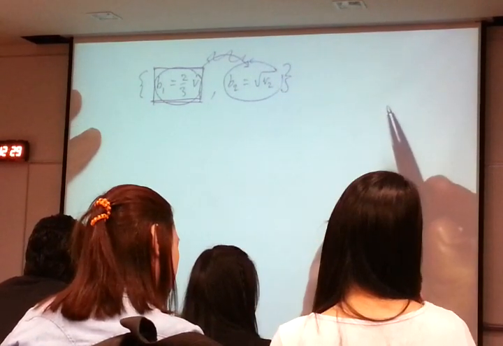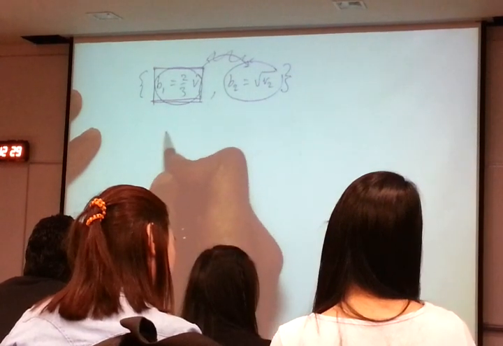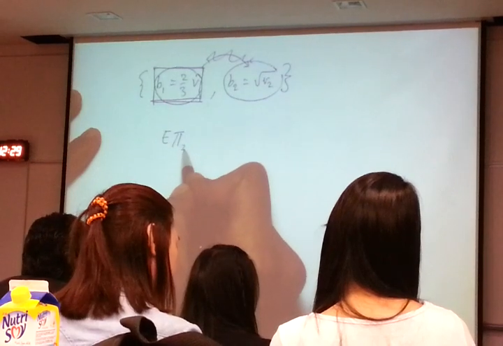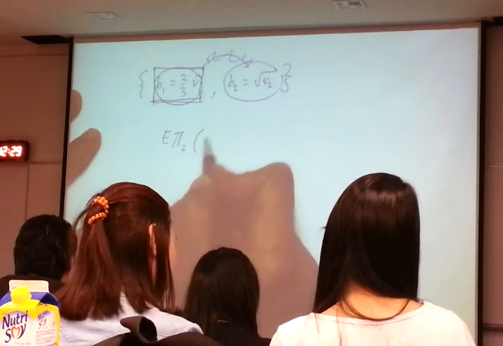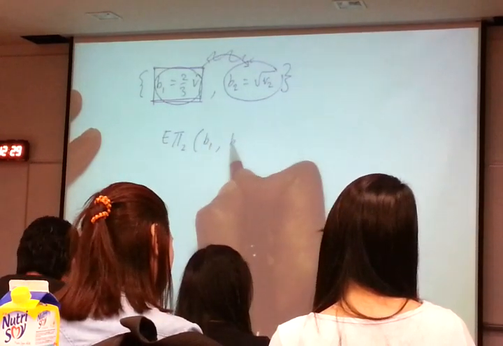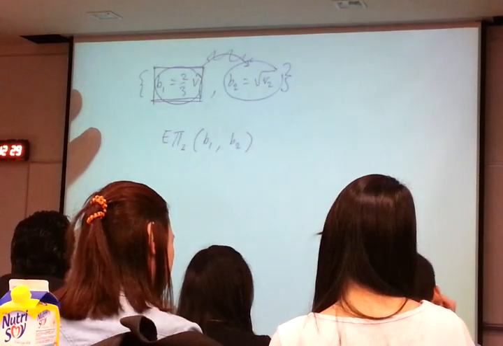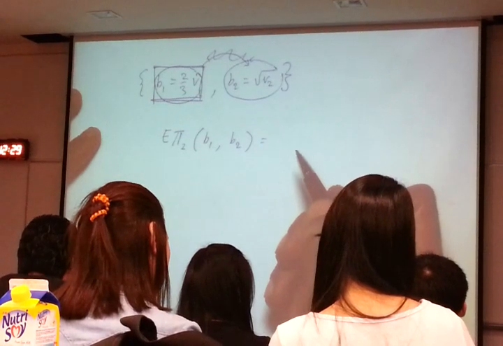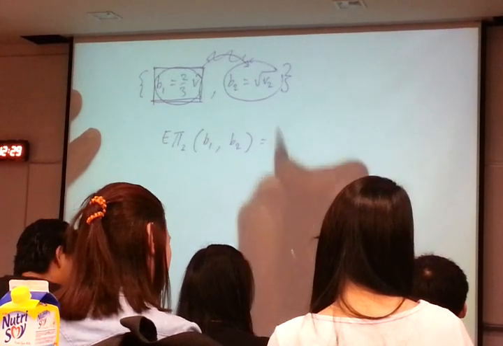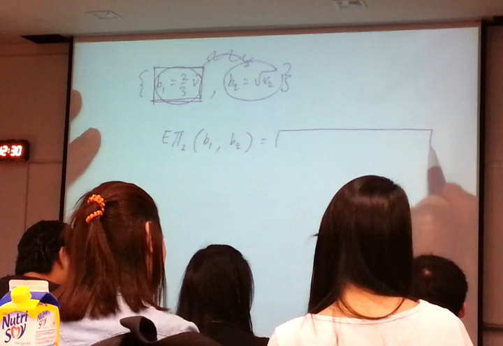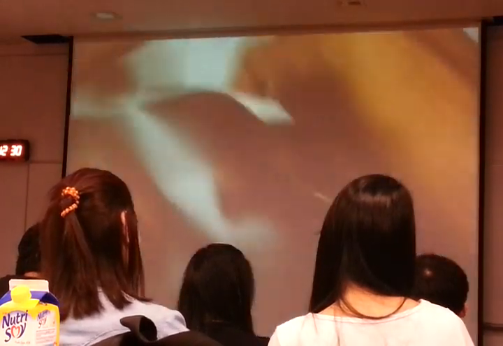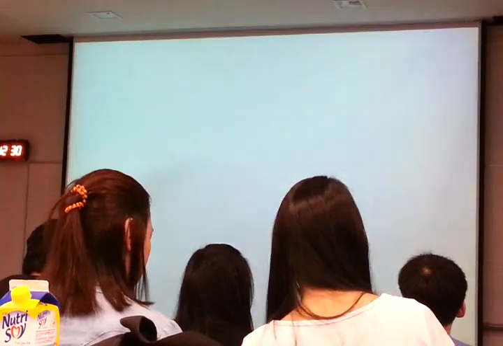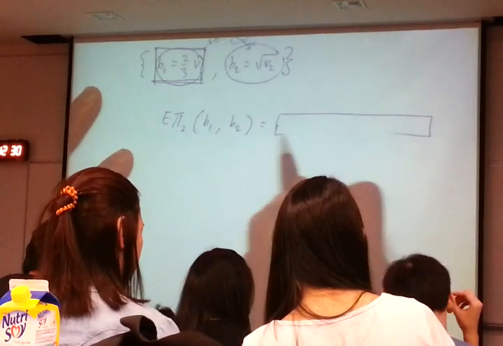In the same way as before, I will get an expected payoff function for bidder 2 in terms of what bidder 1 is bidding and what bidder 2 is bidding. I'll get this. Okay? And once I get this, I'm not going to do this again. You know how to get this, exactly in the same way as how I got this. Now I'm solving the problem from bidder 2's point of view.